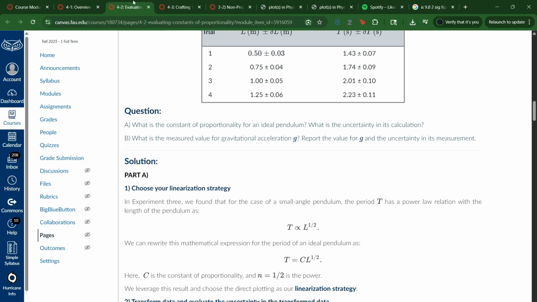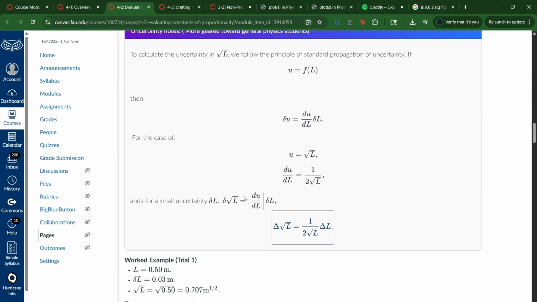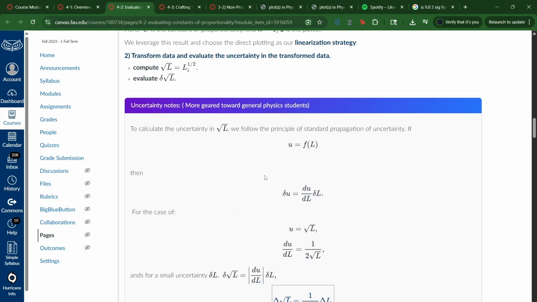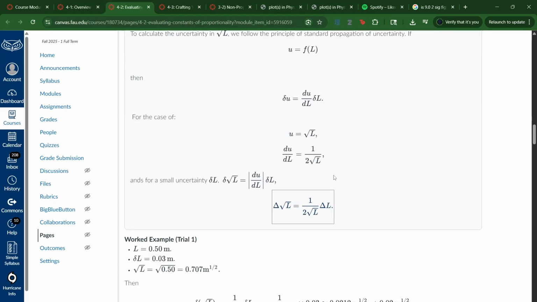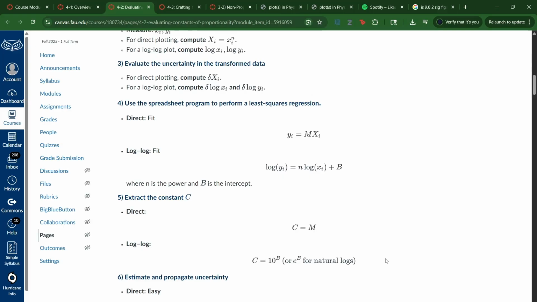This is 4-2, evaluating constants of proportionality. He tells you how to calculate the redone value of your length from your experiment 3 data. So go ahead, use the resources here, use the video, and make sure you get the value of G from both your free fall and period of a simple pendulum data from experiment 3, because you'll be needing that information with the value of G you get from experiment 4.